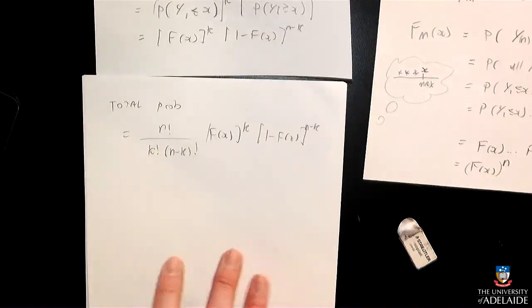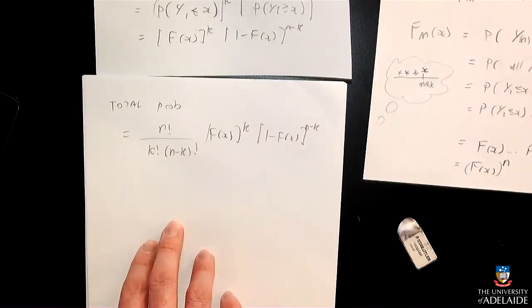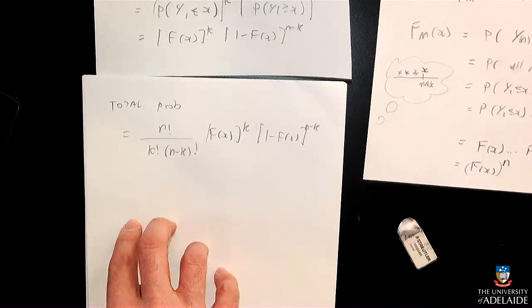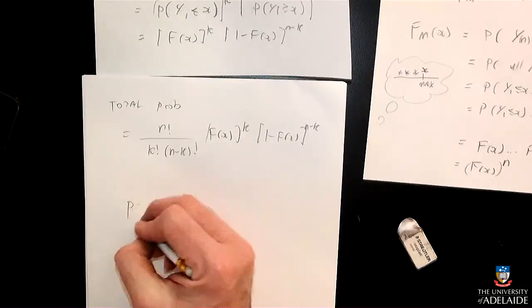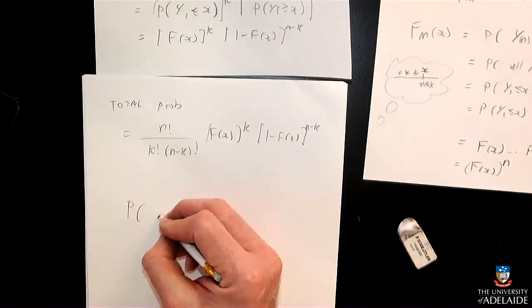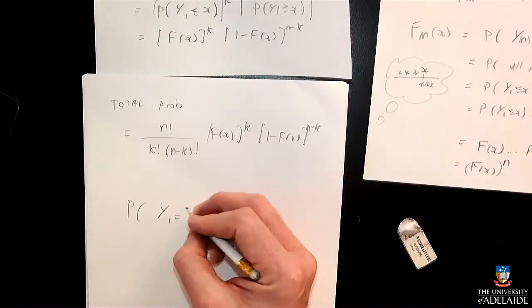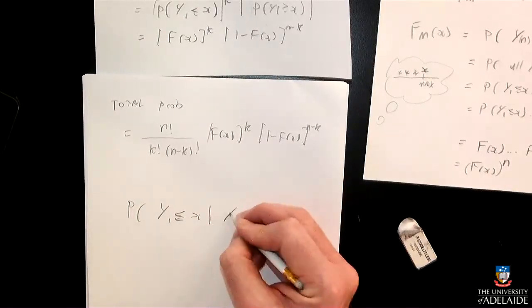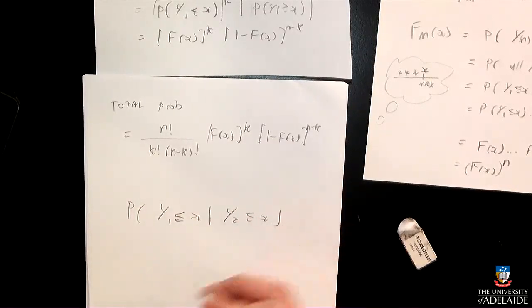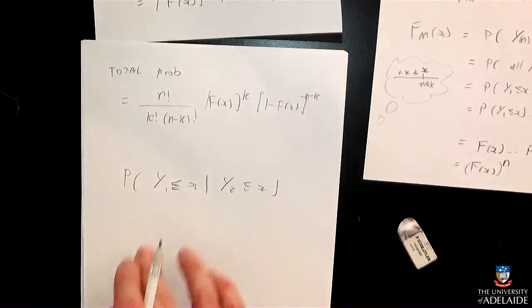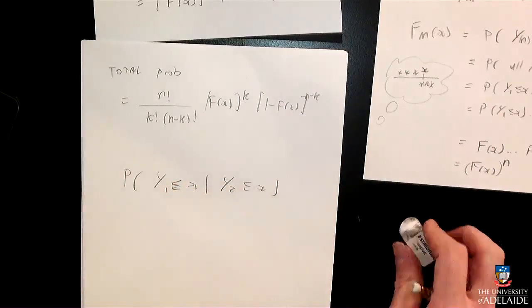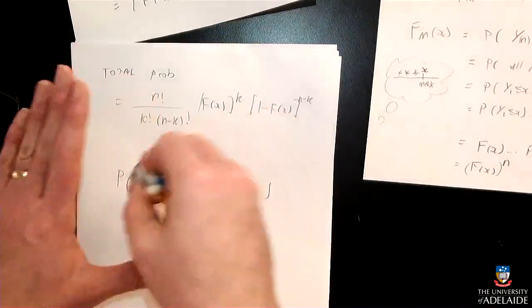Because when you do joint distributions, you can do the probability that, that sort of thing. Like F.